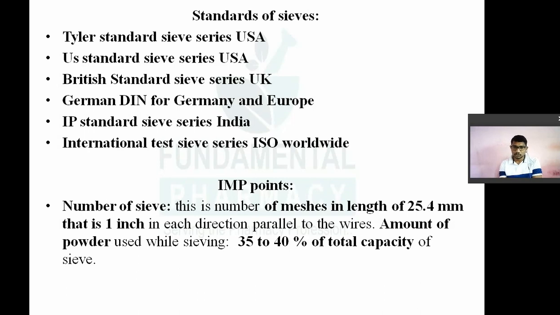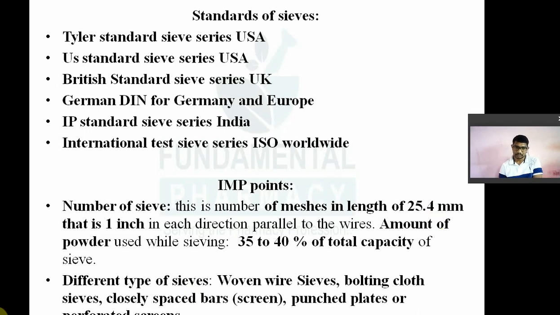And amount of powder used while sieving is 35 to 40% of total capacity of sieve। कि मान लीजिए कैपेसिटी sieve का है आपका 1 kg, तो आपको 1 kg पाउडर नहीं लेना है sieve में, so only 30 to 40% of total capacity, so for effective size separation, okay। Now sieve number का definition जो है important है, याद रखो। Number of mesh in a length of 25.4 mm, that is 1 inch, okay.